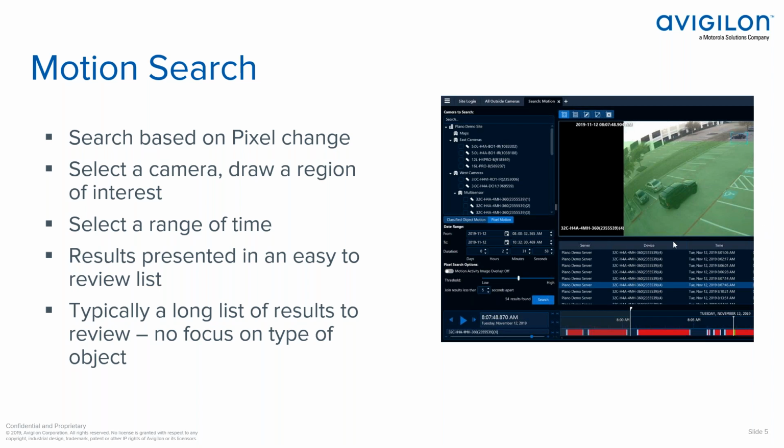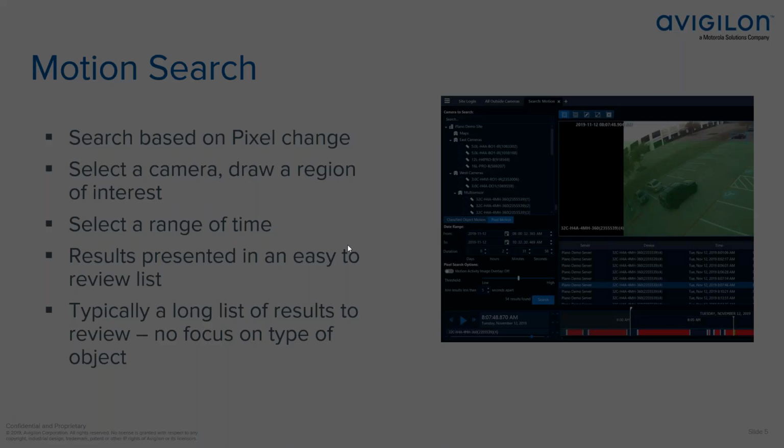You'll notice I just did a quick screenshot of an area that I was looking for activity in, and it showed me 54 results. That was because it's looking for any kind of change, so it doesn't really focus on the type of object. If you've got a dynamic area, trees, things going on, this is not a very good search, because it's going to take you forever to find what you're looking for.